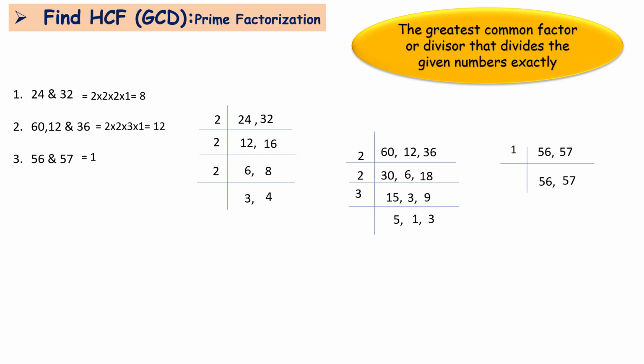So this is another method where we take the given numbers simultaneously and see that the factors are common. If the factors are not common, we will stop. The product of these factors then becomes the HCF for our given numbers.